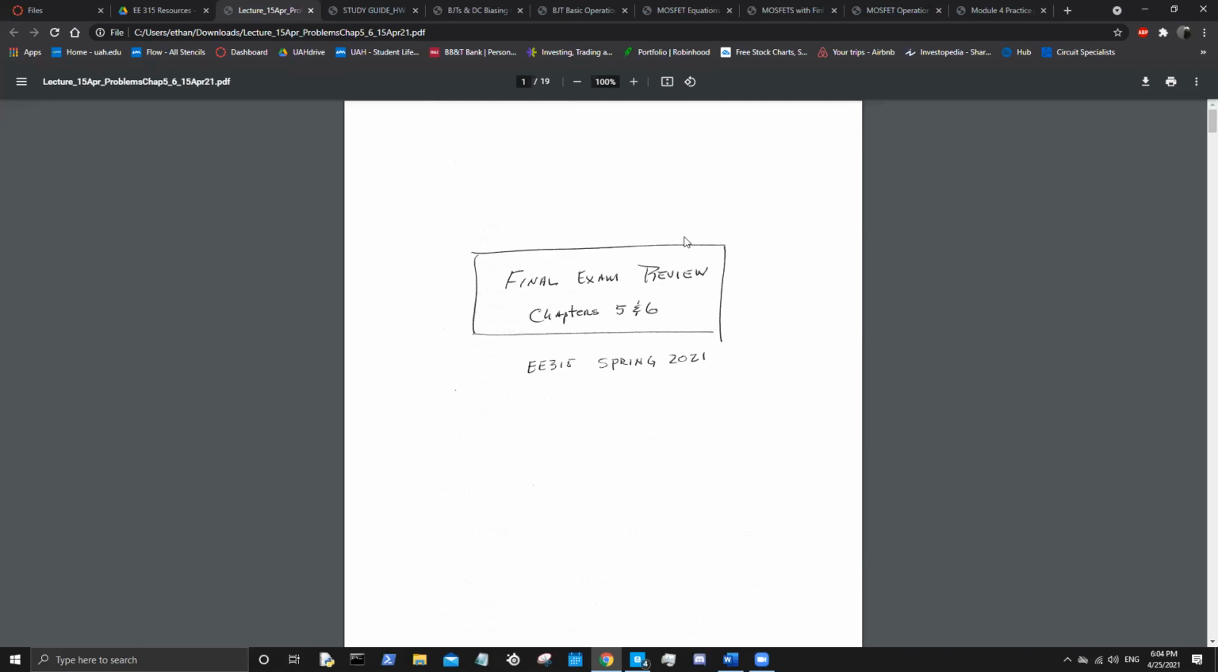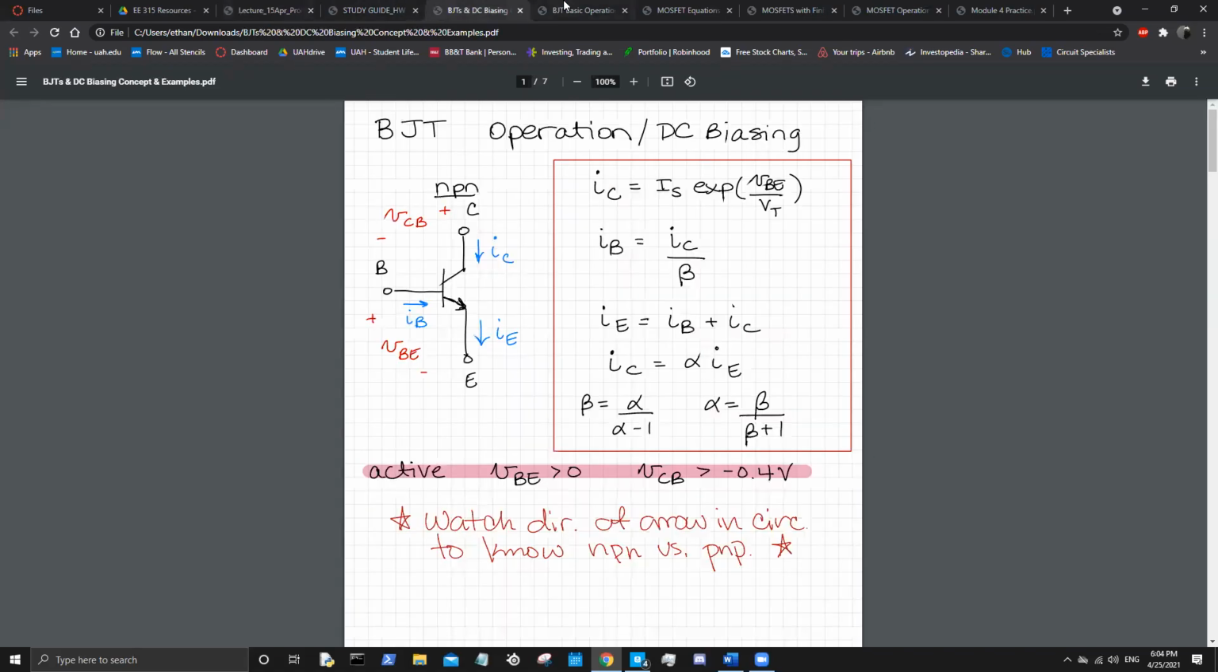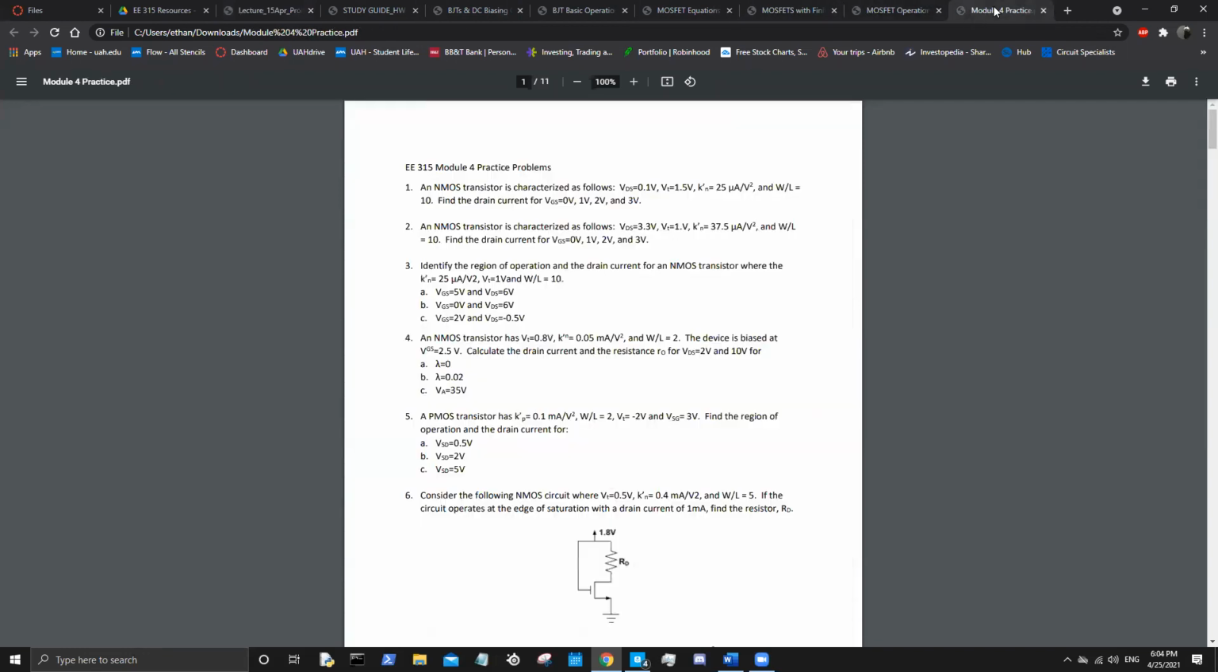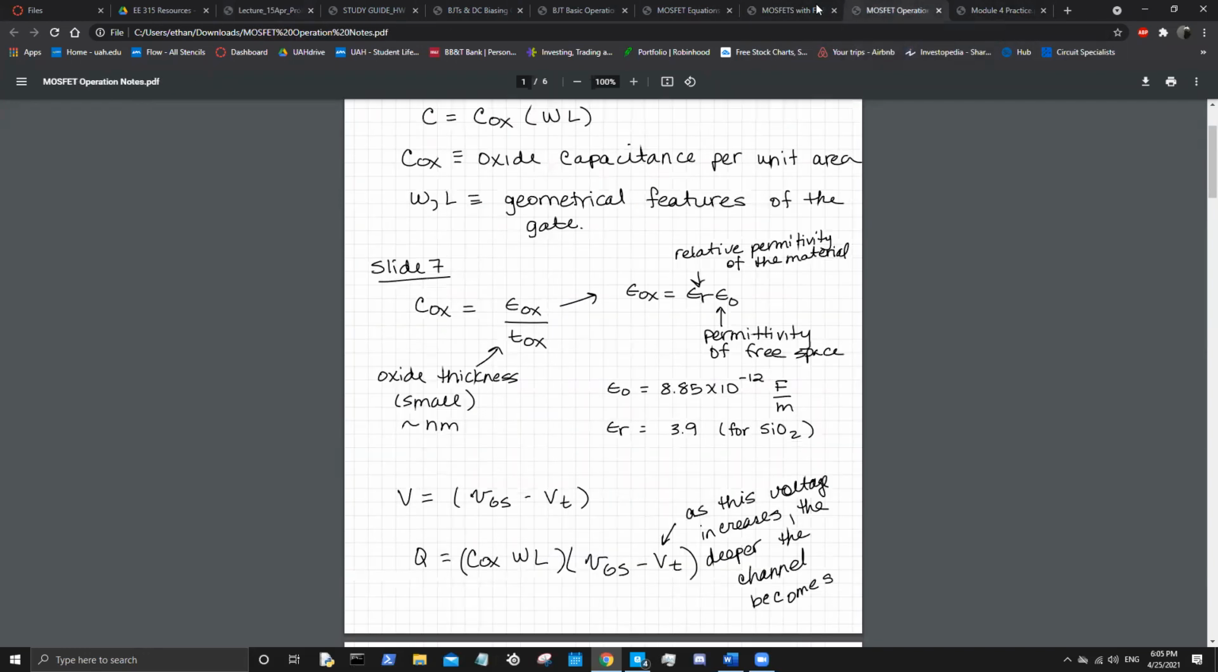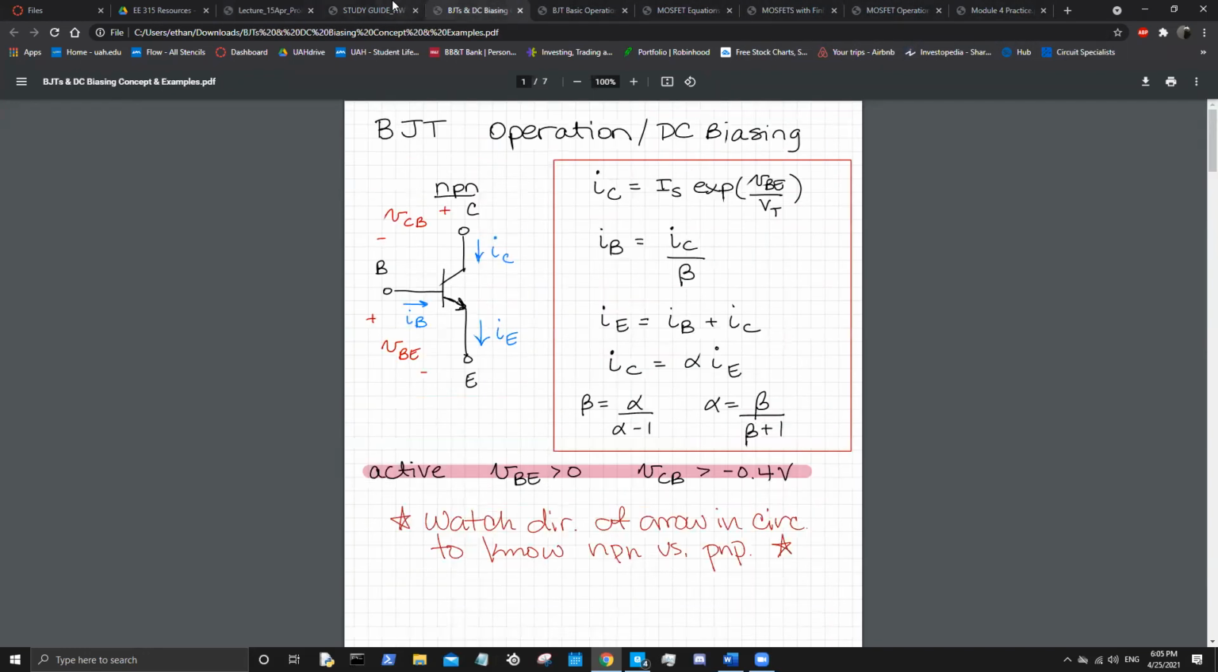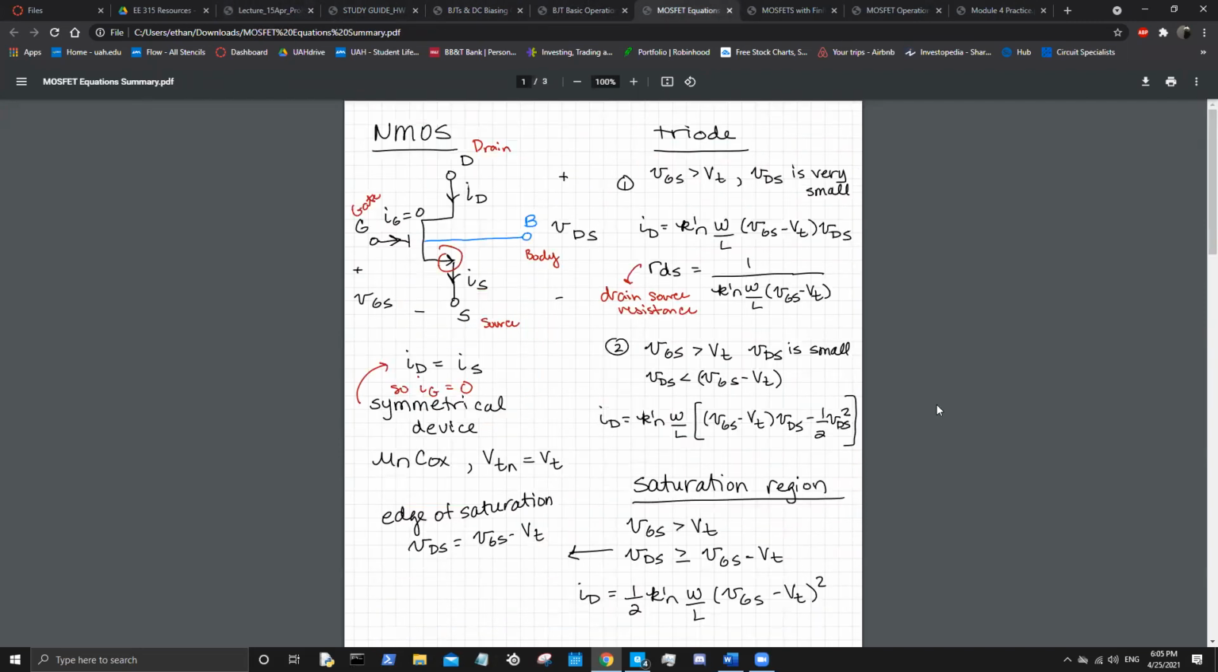All right, this is the final review. So we have all these resources opened up to talk about stuff. This is probably going to focus primarily on chapters 5 and 6 in general, even though on the actual final, the breakdown is 2 questions per chapter for chapter 1, chapter 2, chapter 4, and then 4 questions for 5 and 6.